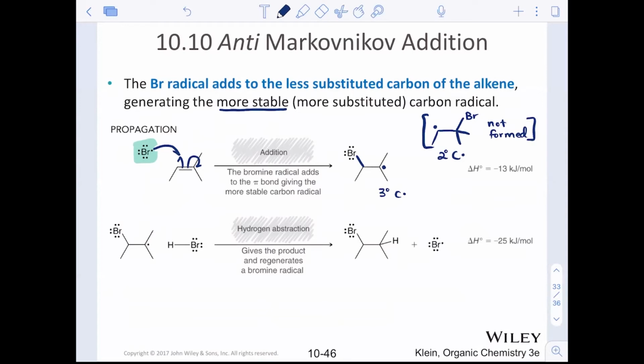Now the second step is a hydrogen abstraction. So we have an addition to the pi bond where we add the bromine, and then we will take HBr and do a hydrogen abstraction. That's going to put the hydrogen on the more substituted side where the carbon radical was. And the propagation chain will continue with more bromine radical.